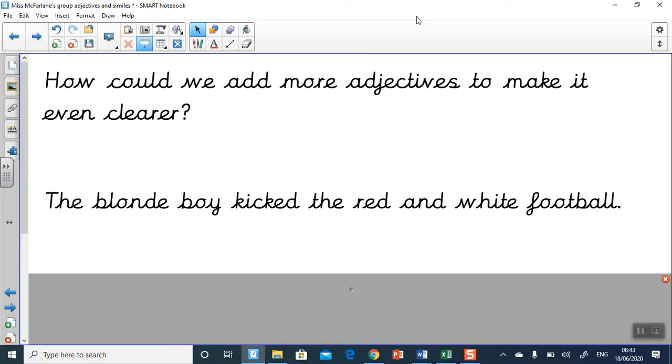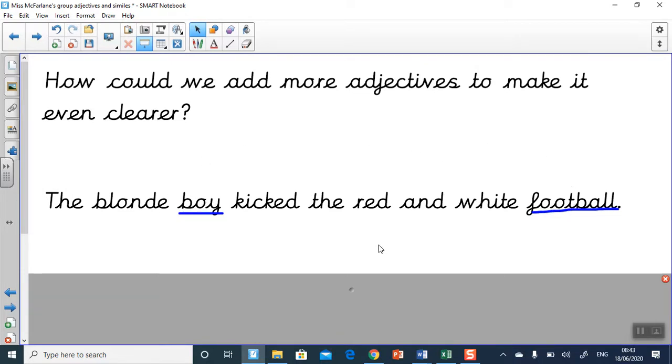Okay, so let's have a look at this second sentence. How could we improve it further? So how could we add more adjectives to make it even clearer? So the blonde boy kicked the red and white football. So first of all, what we need to do is we need to identify our nouns because it is only the nouns that we can describe with adjectives. So our first noun is boy. Remember, a noun is a place, person or thing. And our second noun is football. Okay, so we've got a person and we've got a thing. So all we can do is add extra adjectives to describe these two things, these two nouns.